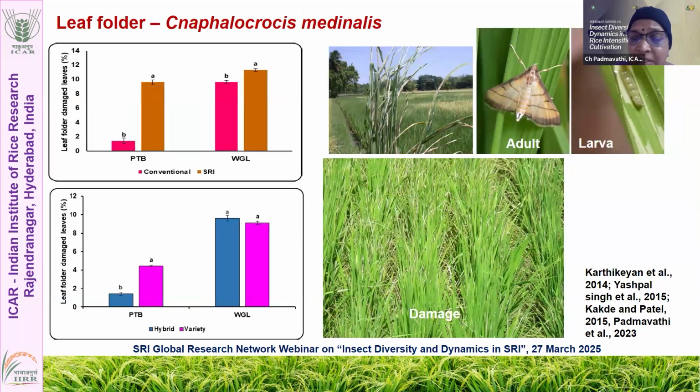Now coming to the next pest, the leaf folder, Cnaphalocrocis medinalis. Here also we have around 4 species. This medinalis is the most predominant one, and it is also known as leaf roller, wherein it rolls the leaf. You can see the larva and adult, and this is the damage it caused in the SRI fields. In 2 locations you can see very high damage of leaf folder in the SRA plot as compared to the conventional plot. With respect to hybrid and variety also, the variety has more damage at Pattambi, whereas it is almost similar at Warangal.